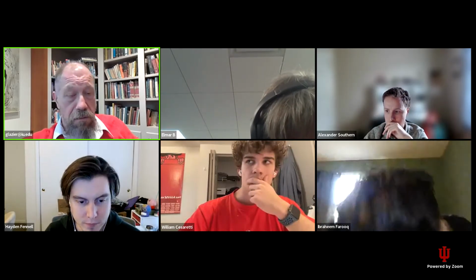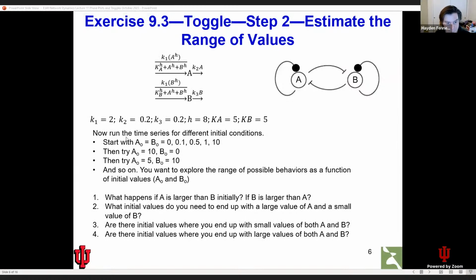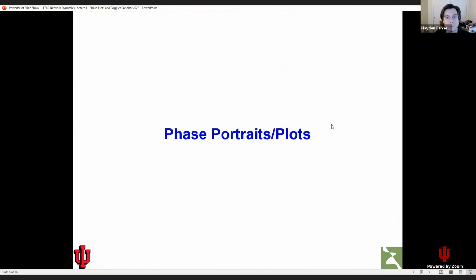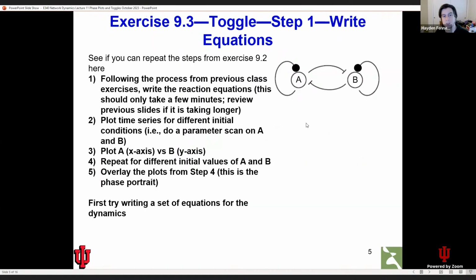Okay. So the next step, Hayden, was what? Was A versus B, right? Yeah. Now we plot A versus B. Back up to this one. So now instead of plotting the x-axis being time, I make the x-axis A and the y-axis B.